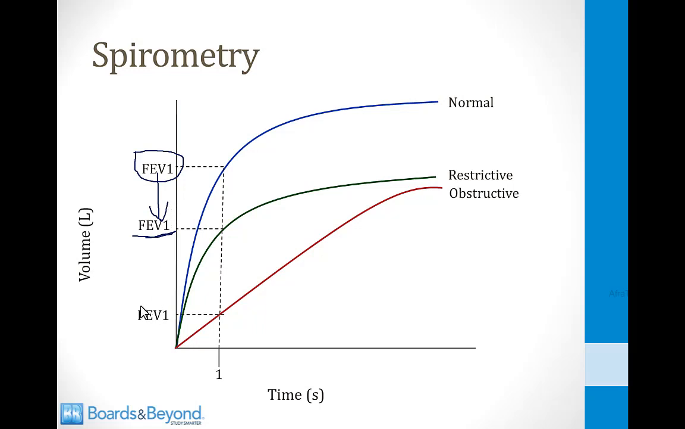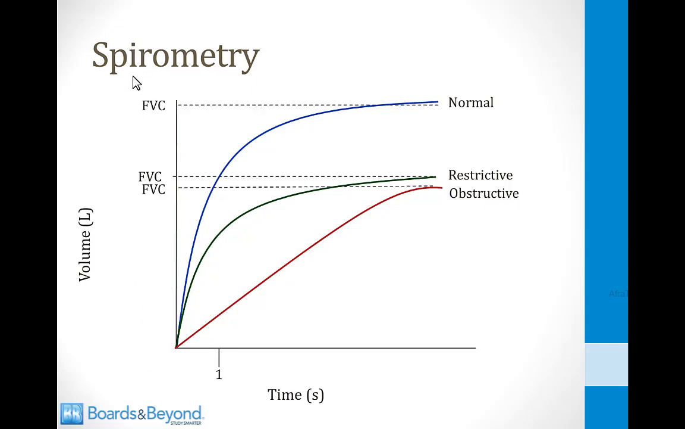But you can see that the patient with obstructive disease has a much lower FEV1. It's way down here. And that's because they have an obstruction to outflow. It is very difficult to get that air out. So it's important that you understand that both restrictive and obstructive diseases have a lower FEV1 than normal, but the decrease in FEV1 is far greater for patients with obstructive disease.